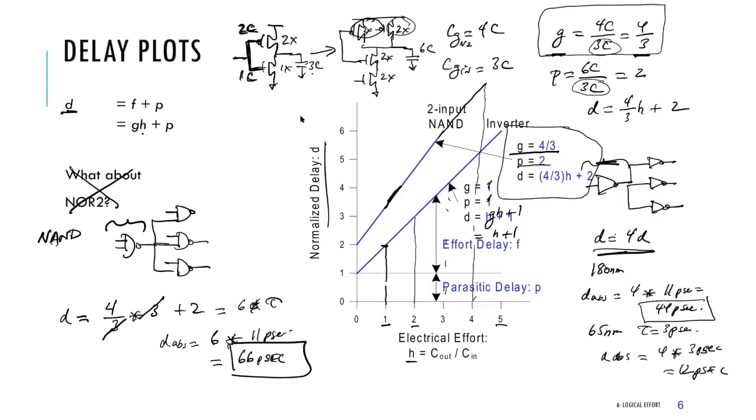Any other questions? So is that part always going to be 3C? Yes, for a NAND gate sized to have the same drive as a minimum size inverter, it would always be 3C. Okay, thank you. Sure. Any other questions?